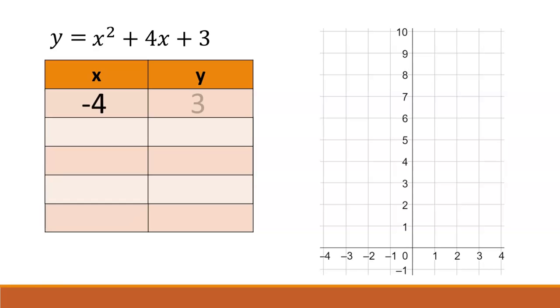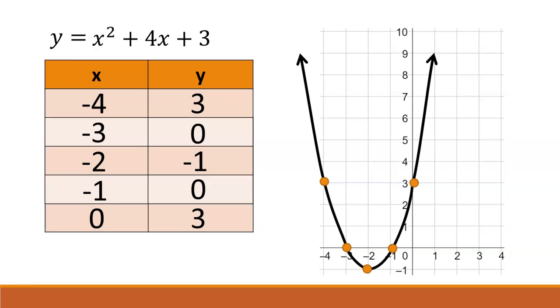So when x is negative 4, y is 3. When x is negative 3, y is 0. And when x is 0, y is 3. Now let's graph the points. And sure enough, we've got the shape we expect to see, a parabola, which is the shape we'll find when we graph a quadratic function.